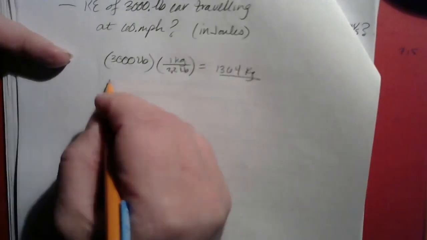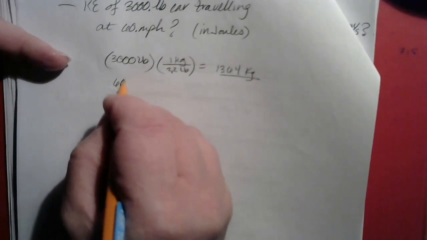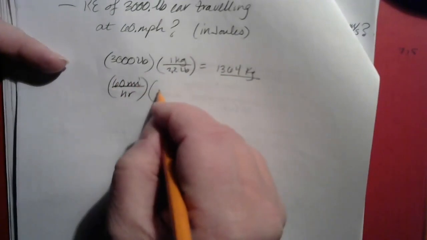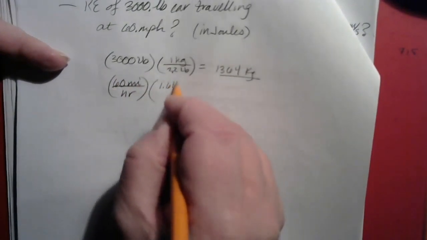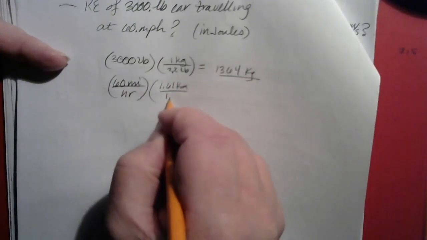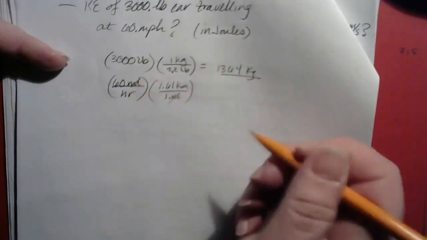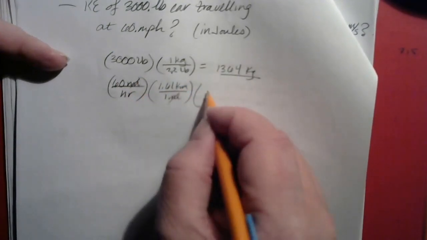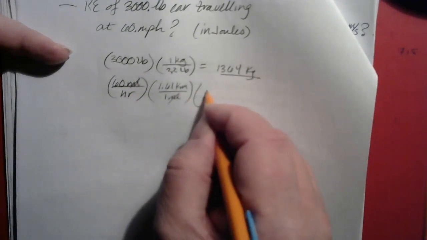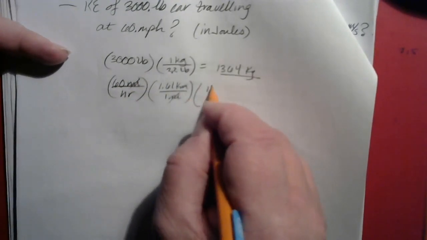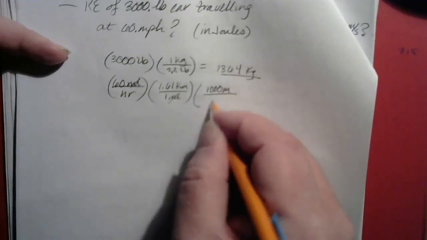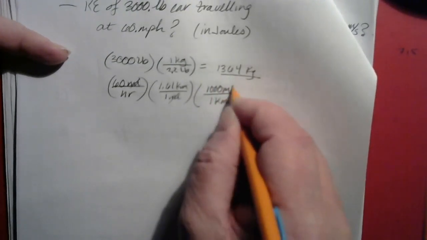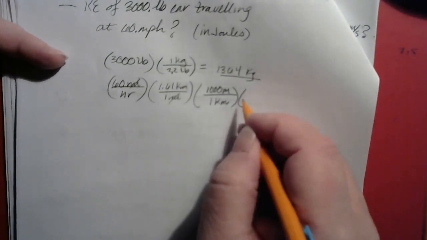So there's your mass. The velocity is 60 miles per hour. We want meters per second. So let's see, there's 1.61 kilometers for every 1 mile. That should cancel miles and give us kilometers per hour. But we don't want kilometers per hour, we want meters per second. So now we need 1,000 meters for every 1 kilometer, because kilo means 1,000, right? So there are 1,000 meters per kilometer.